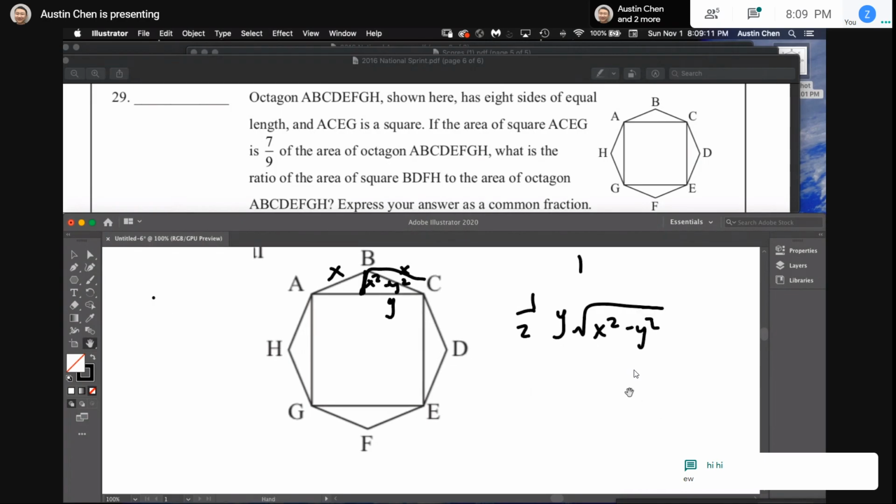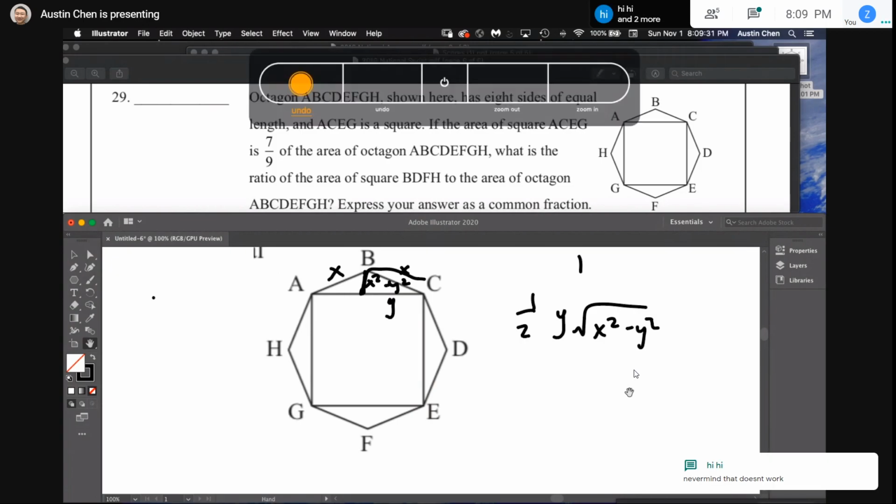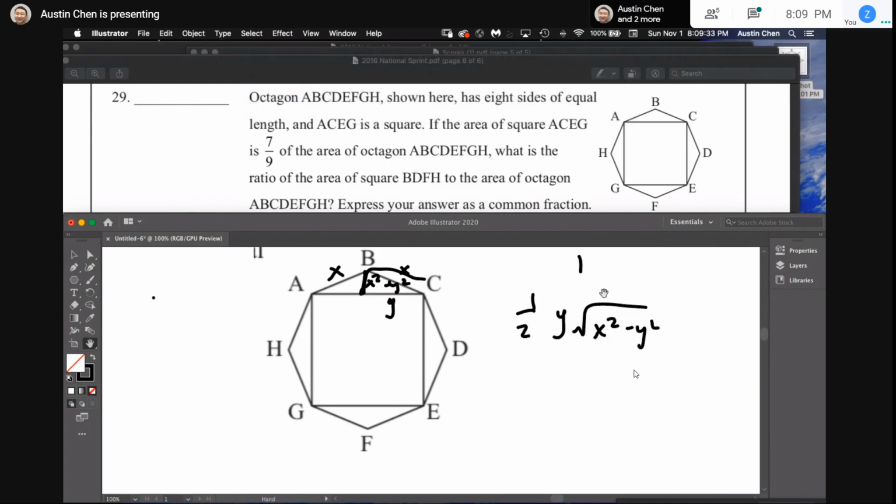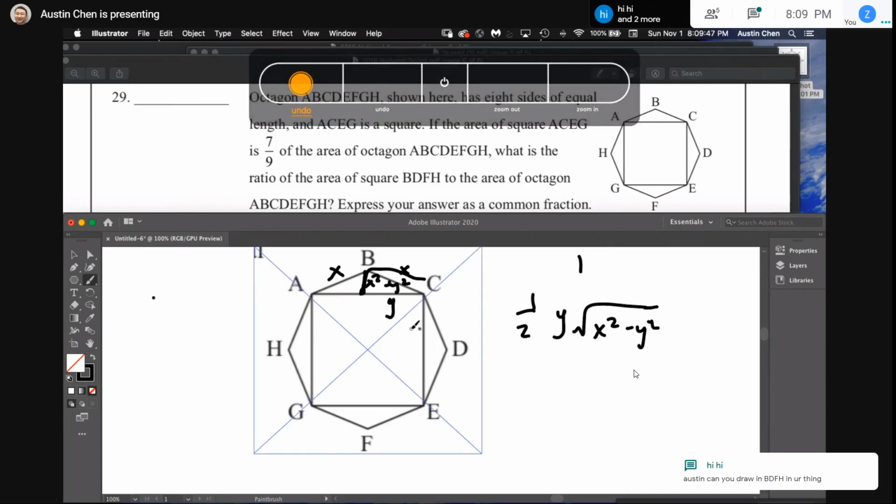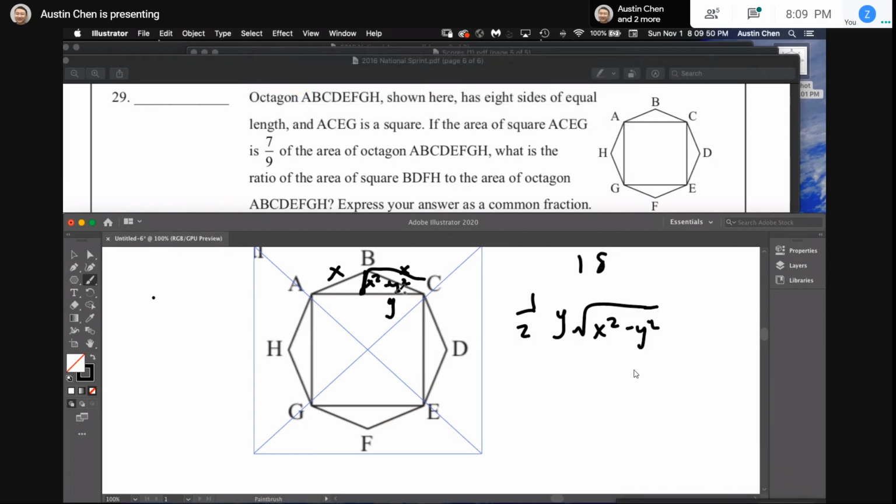Yeah, this is not nice actually. I guess we can set these to something, because we can just have the area of the entire octagon be one, and then have the square be 7/9. Let's make the area of the octagon 18. Okay, yeah, this is actually pretty simple.